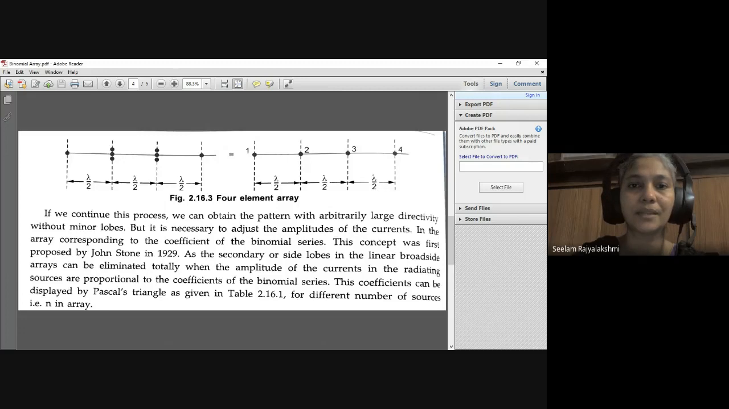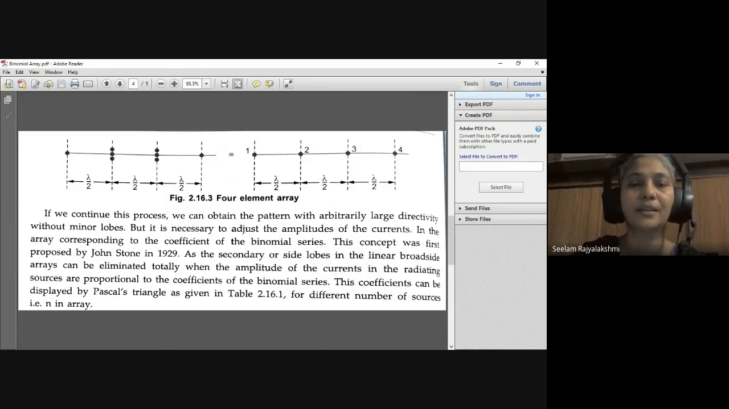Here we can observe this acts as a single element. So 1 2 3 4, 4 elements. Actually here we have 1 2 3 4 5 6 7 8, a total of 8 elements, but here we are using the pattern multiplication method. So by using the multiplication of patterns we are arranging.